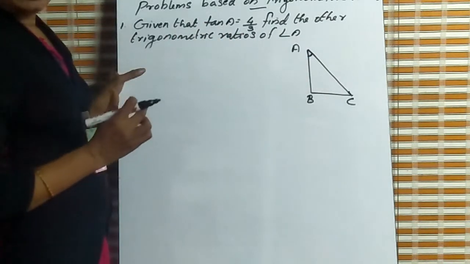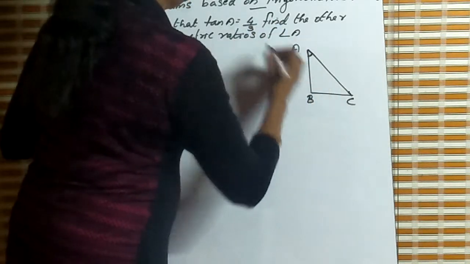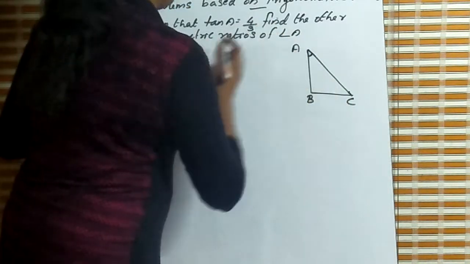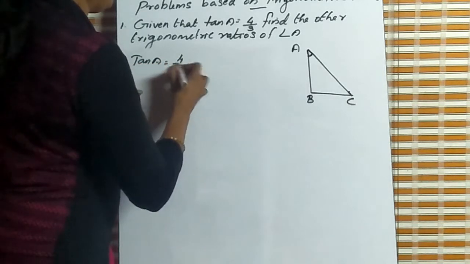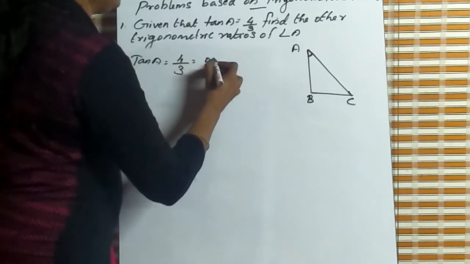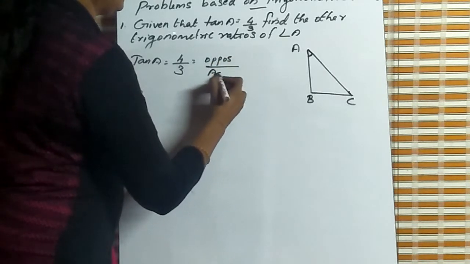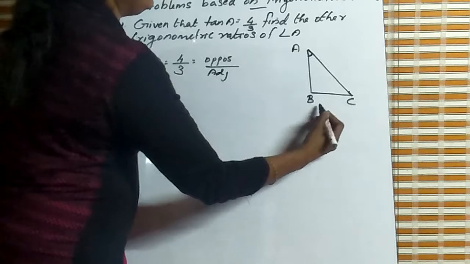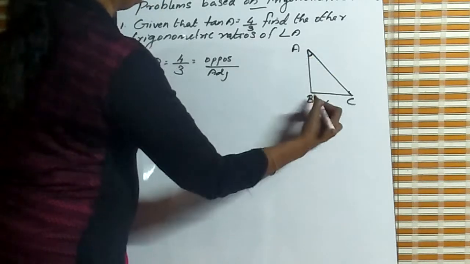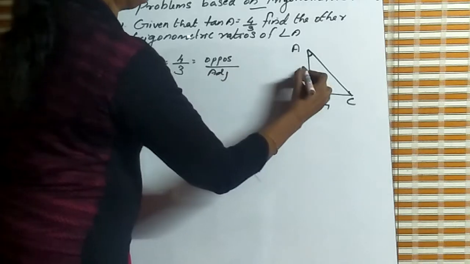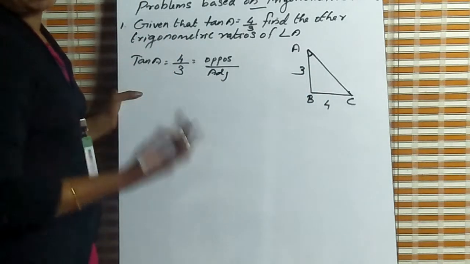What is tan A? Tan A is equal to opposite side by adjacent. Given tan A is equal to 4 by 3. Tan A equals opposite side by adjacent side. Based on this A, this BC is the opposite side. This is 4 and this AB is the adjacent side. This is 3.